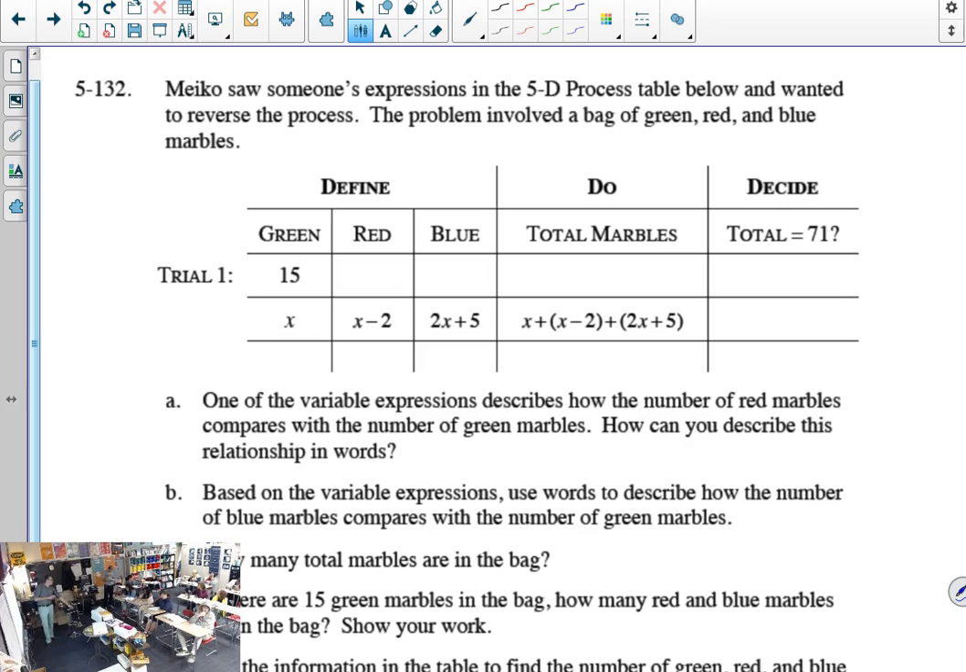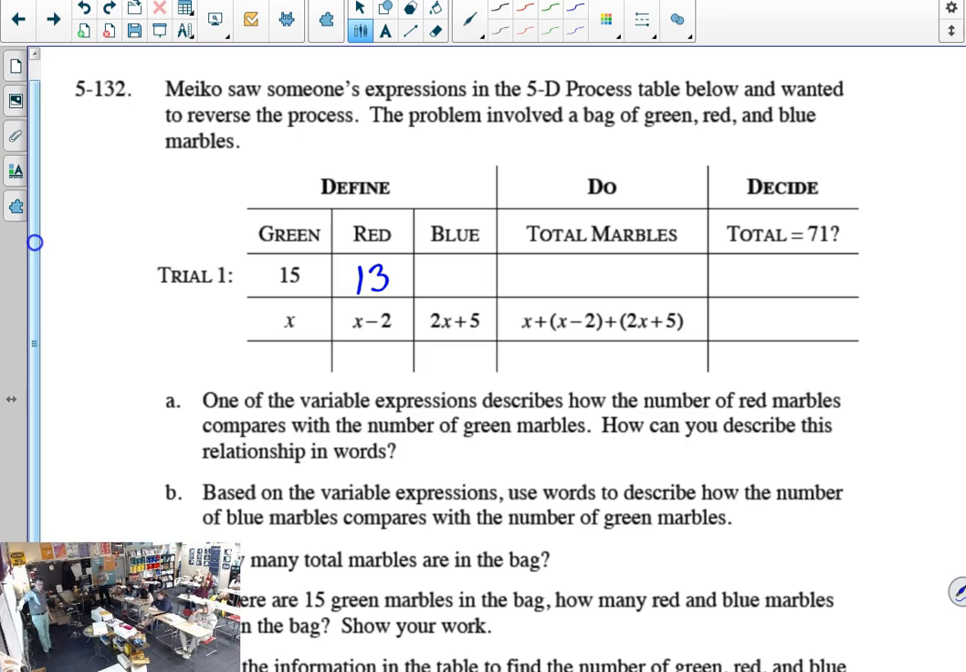Austin, how many red? Thank you. 13, right? Because if there's 15 green, we take away 2. If there are 15 green, how many blue? Santi? Wyatt, you with me? How many blue? 11. Calm yourself. You're trying to jump at it. Kimberly?